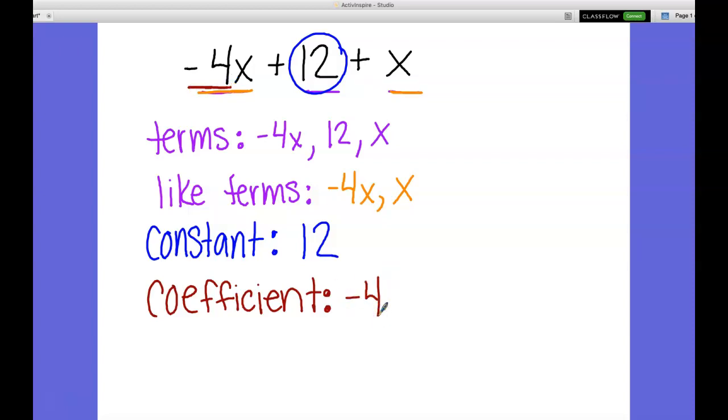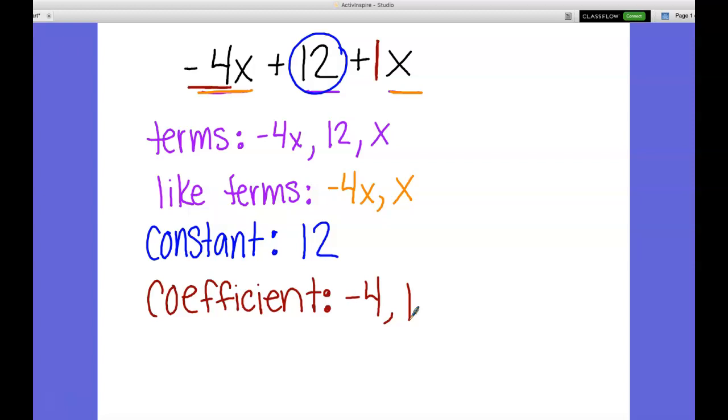And then I also have a variable in the last term, and we don't see a number that is multiplied, but we know through the identity property of multiplication that if I multiply 1 to anything, it doesn't change the value. Therefore, I could say that 1 is multiplied to x. So 1 is also a coefficient.